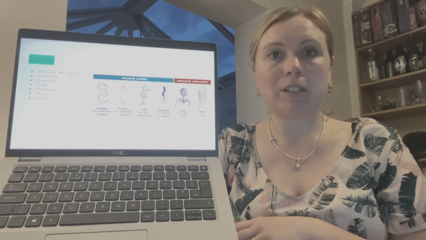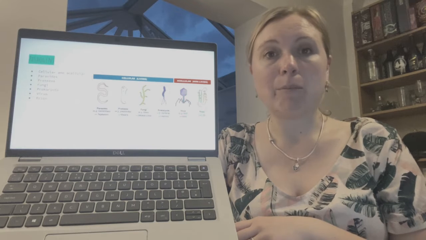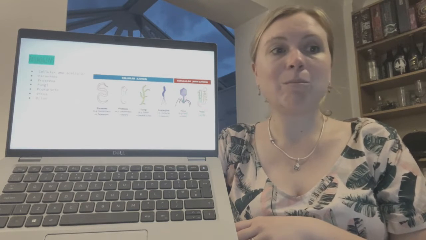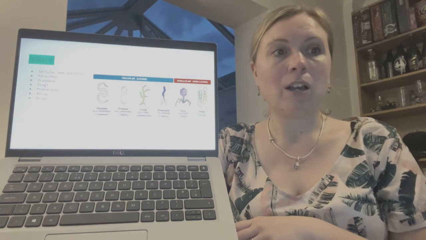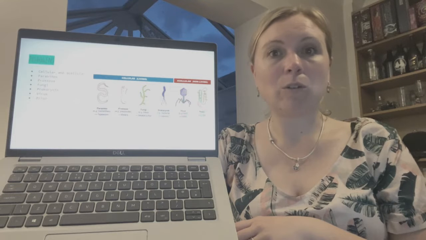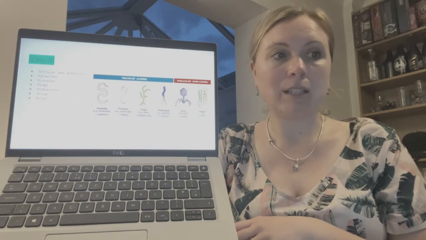Firstly, we have parasites. These live in or on hosts, and can be single or multi-celled. They can be worms or mosquitoes, for example. Next, we have protozoa. These live in moist habitats and are single-celled organisms. Then we have fungi. These typically cause skin or bloodstream diseases. They are spore-producing and can be single or multi-celled.